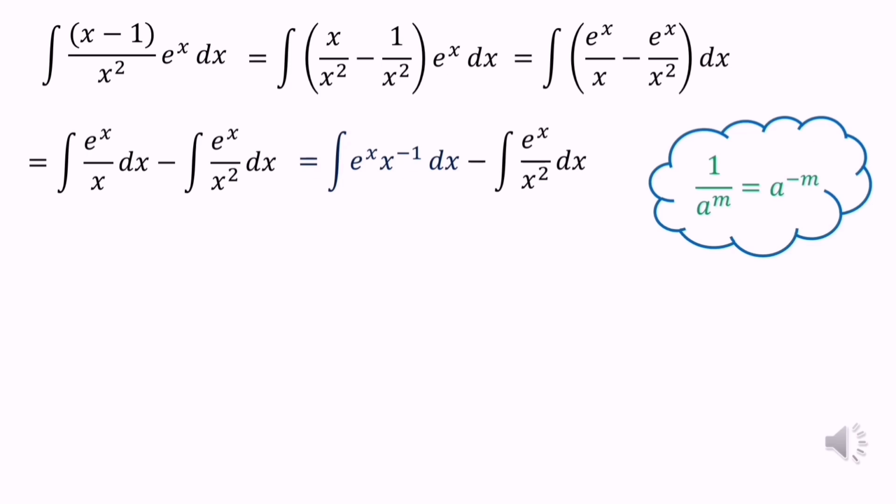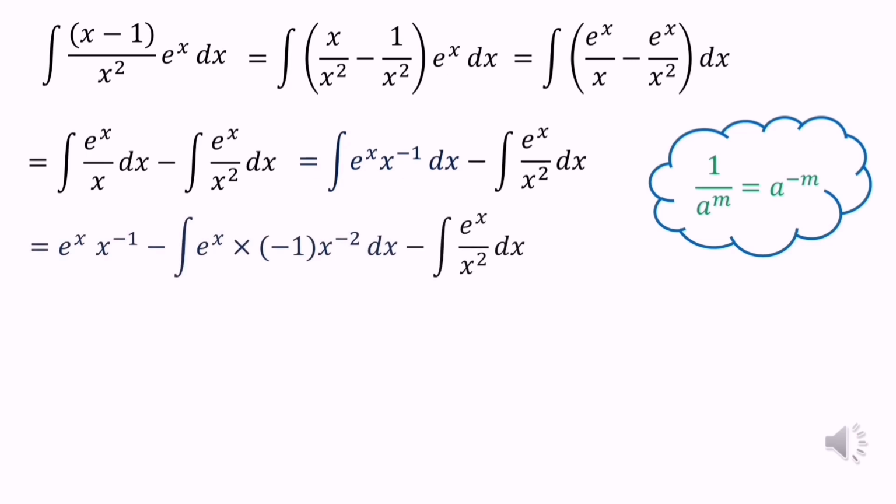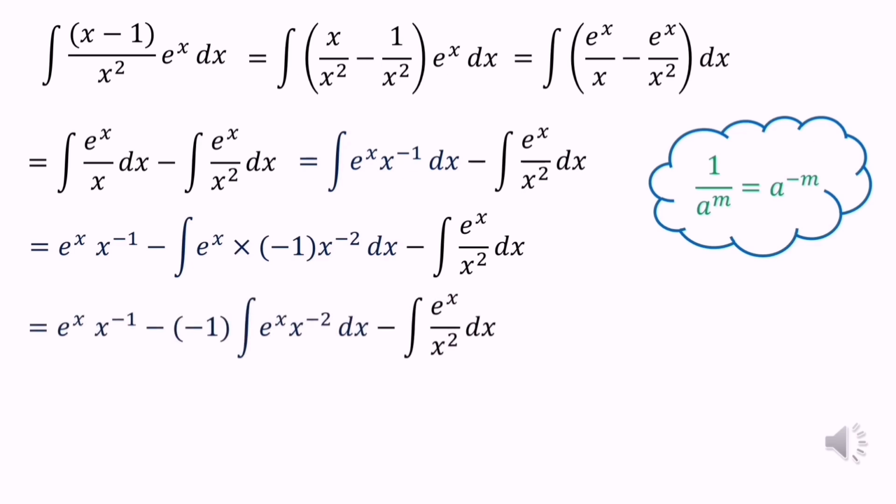Okay, for e to the power of x into 1 over x dx integration, you can use integration by parts theory. Okay, e to the power of x integration you can write as e to the power of x, hold x to the power of minus 1, then minus integration sign e to the power of x into differentiation of x to the power of minus 1, it means minus 1 x to the power of minus 2 dx. Integration e to the power of x over x squared dx. Then you can write e to the power of x into x to the power of minus 1. You can get minus 1 as a constant term, then minus into minus 1 e to the power of x x to the power of minus 2 dx minus e to the power of x over x squared dx.